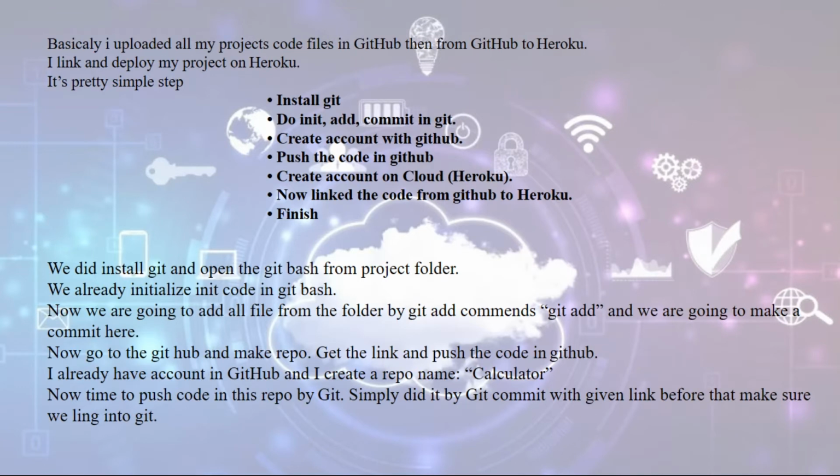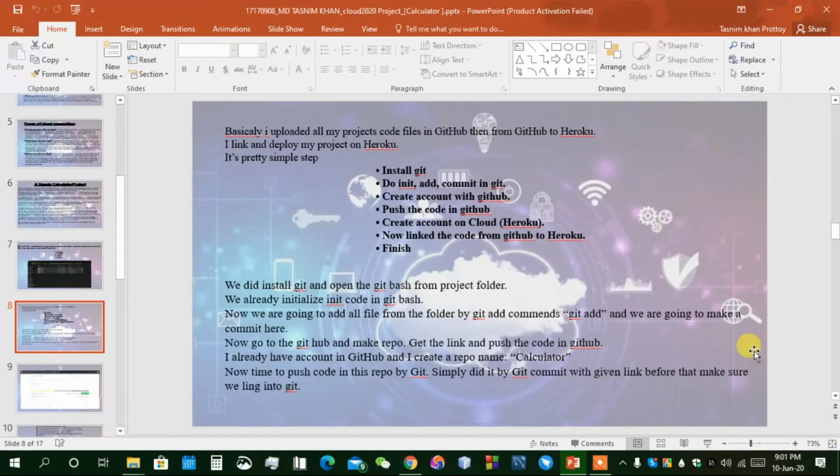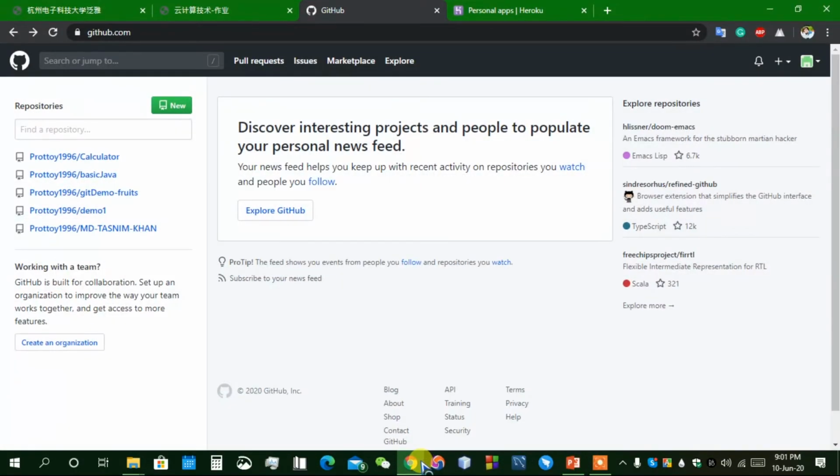Now go to GitHub and make a repo, get the link and push the code to GitHub. I already have an account in GitHub and I created a repo named calculator. Now it's time to push the code to this repo by Git. Simply do it with git commit and the given link. Before that, make sure we link it in Git. Now I will show you practically.